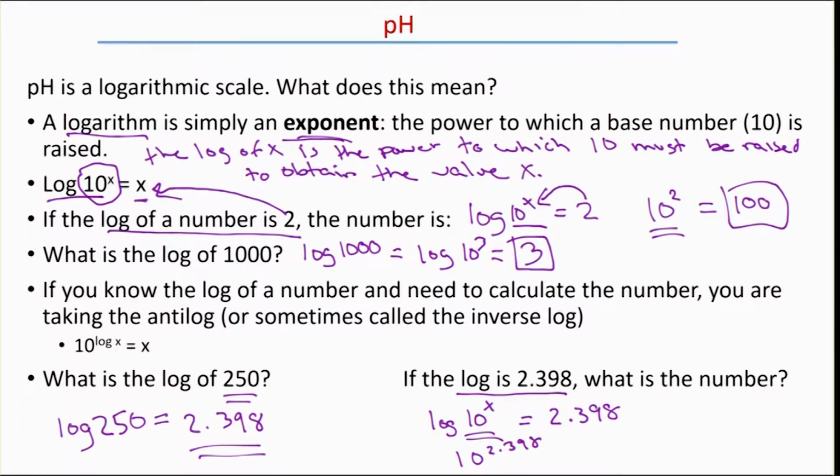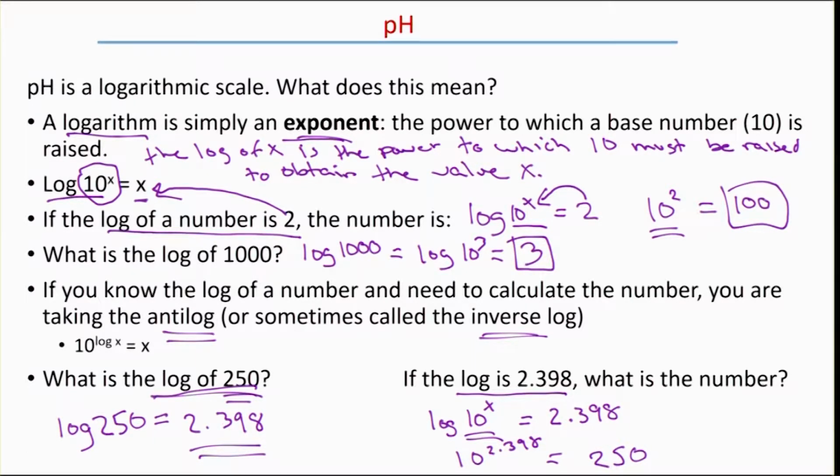2.398 on your calculator. So for me, I have to hit the second button first. It's yellow on my calculator. Then I press log, and it will show up as 10 raised to, and then I type in 2.398. I hit enter, and I get back to 250. So this would be called taking the log of a number, and this we'd say is called the anti-log or inverse log when you take 10 raised to the log to get back to the number. Whew. All right, mouthful there.